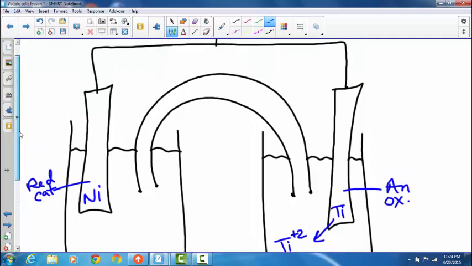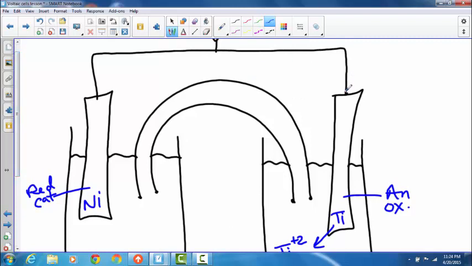And then over here, I want to show the electrons going through the wire. So the electrons would go this direction. Just so happens that this time when I drew it, it's on the opposite side. This time I have the cathode over here and the anode over here.